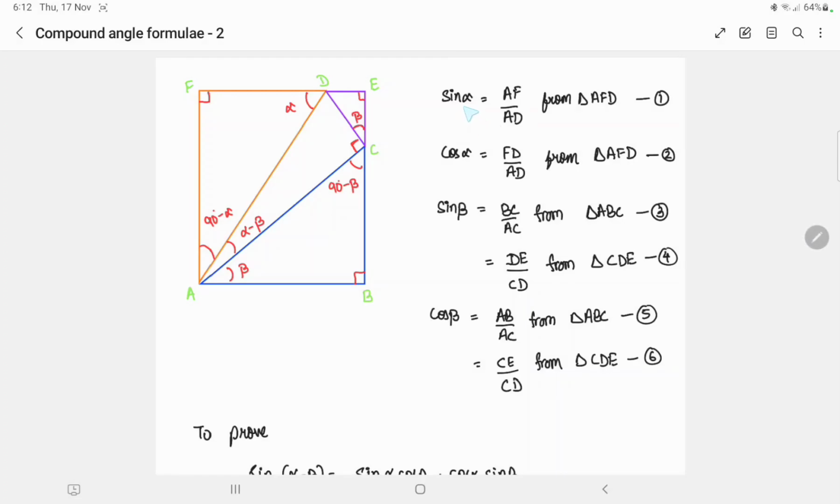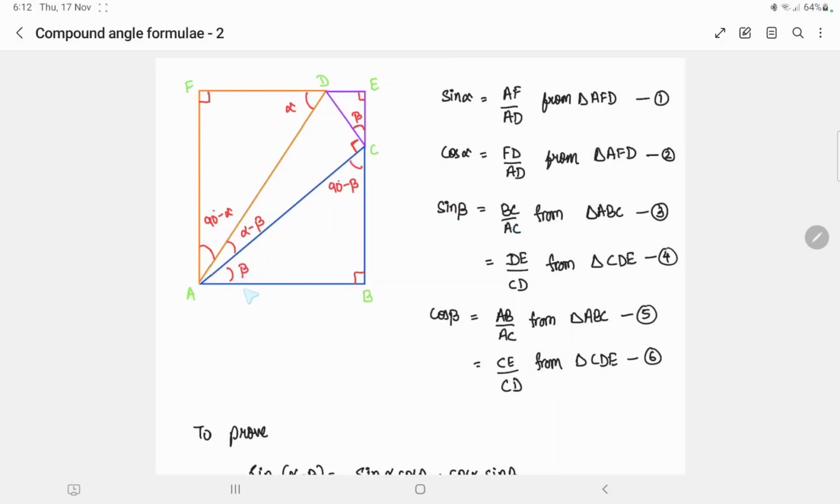We have sine of alpha. From AFD we have AF, this is alpha, AF by hypotenuse AD. Cos alpha we have FD by AD, same triangle AFD. Now sine beta, let's take this triangle ABC.